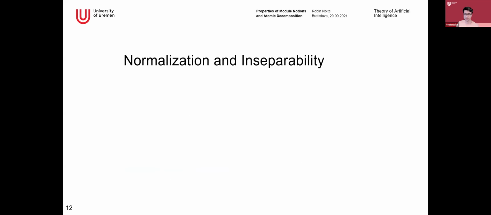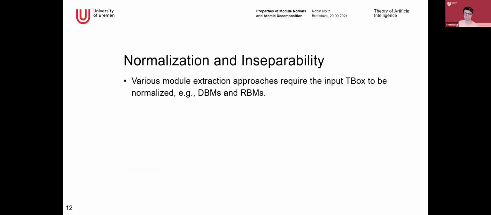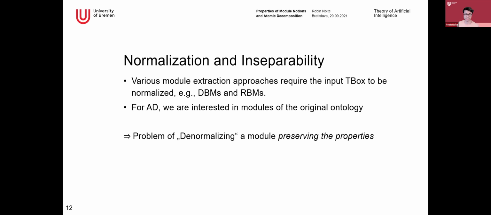We encountered another problem. Various module extraction approaches require the input T-box to be normalized. For example, Datalog-based modules or reachability-based modules. However, for atomic decomposition, as it is meant for ontology developers, we are interested in modules of the original ontology so that we can compute the atomic decomposition of the original ontology and not of any normal form of that, because a developer does not want to look at the normal form of an ontology. So there's another problem, and that is the problem of denormalization.